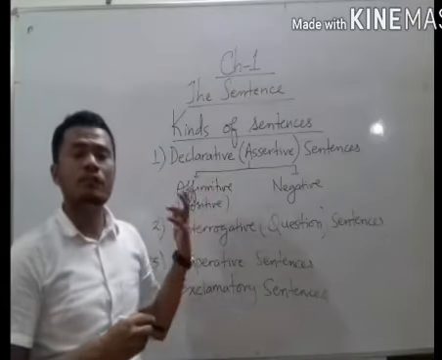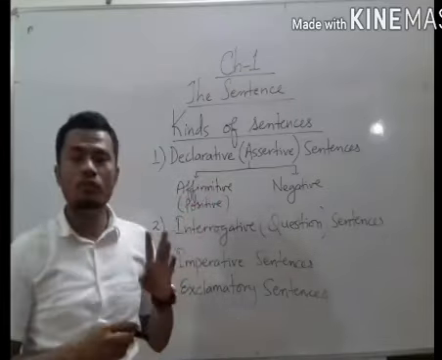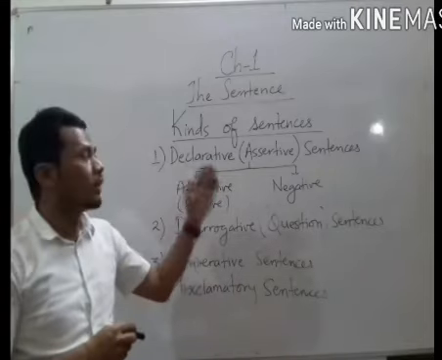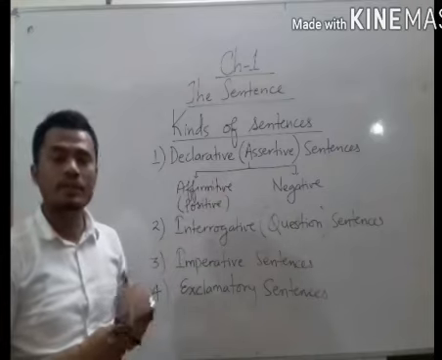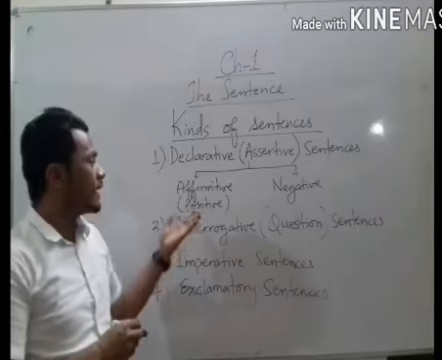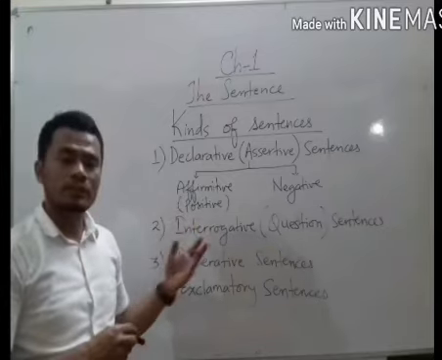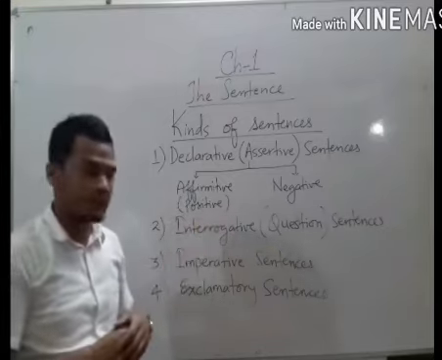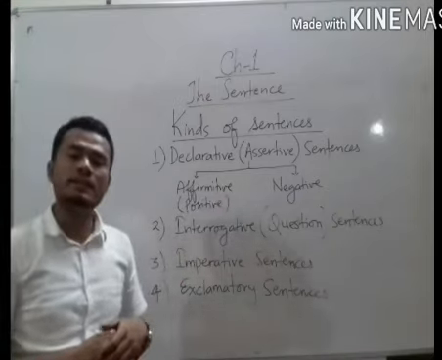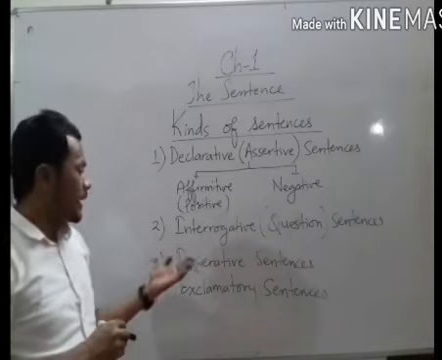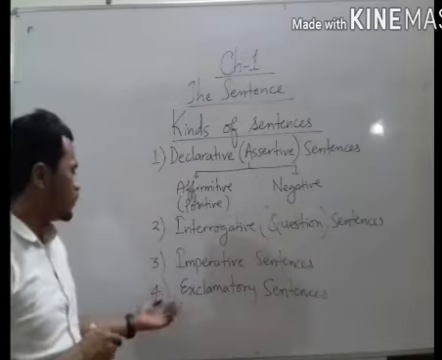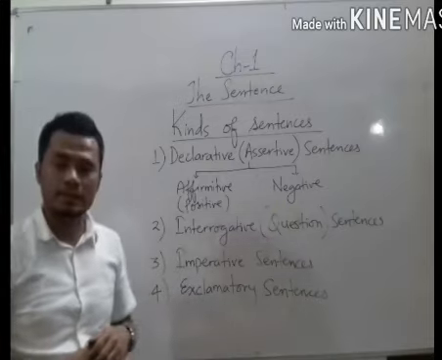According to their functions, sentences are of 4 kinds. Number 1, declarative or assertive sentences, which are again classified into 2 kinds: affirmative or positive sentences and negative sentences. Number 2, we have interrogative sentences or question sentences, number 3 we have imperative sentences, and number 4 we have exclamatory sentences.